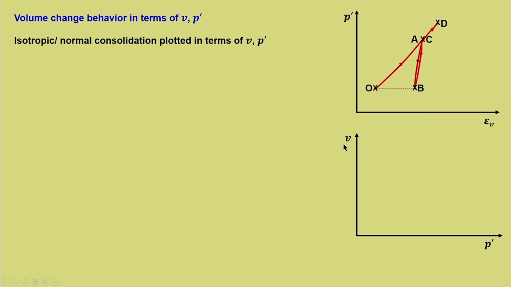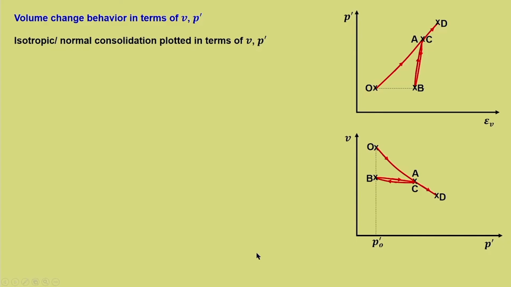If this is translated to V P dash, now here it is P dash epsilon V, we are plotting in terms of V P dash, which is the normal way in which these parameters are plotted for the critical state framework. So, let us start with the point O. It undergoes normal consolidation from O to A, then loading, unloading, reloading, that is to B, and then reloaded to C, and then again loaded to D. Whatever we have discussed here, we have redrawn in the V P dash plot.